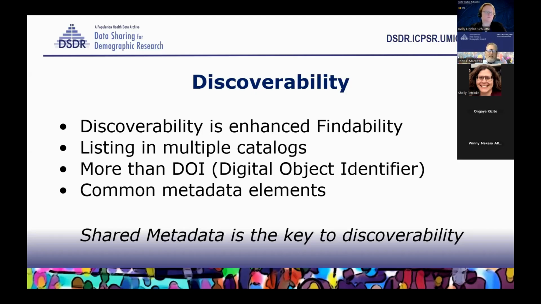Findable could be thought of as, well, you've got a digital object with an identifier. So there's a persistent identifier, so the data are findable. But that doesn't necessarily allow people to discover the data, to actually find it in context, to go and search for variables or search for topics. Discoverability depends a lot on common metadata elements. As I alluded to earlier, shared metadata is the key to discovery. This whole notion really depends on metadata and the sharing of metadata.